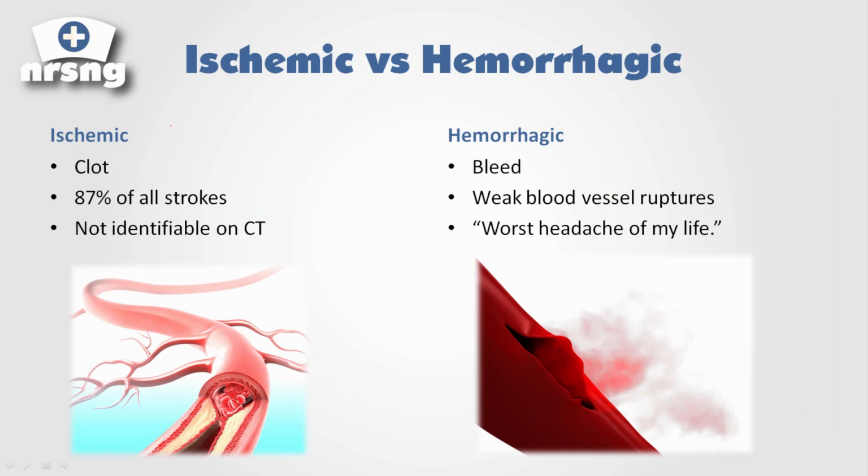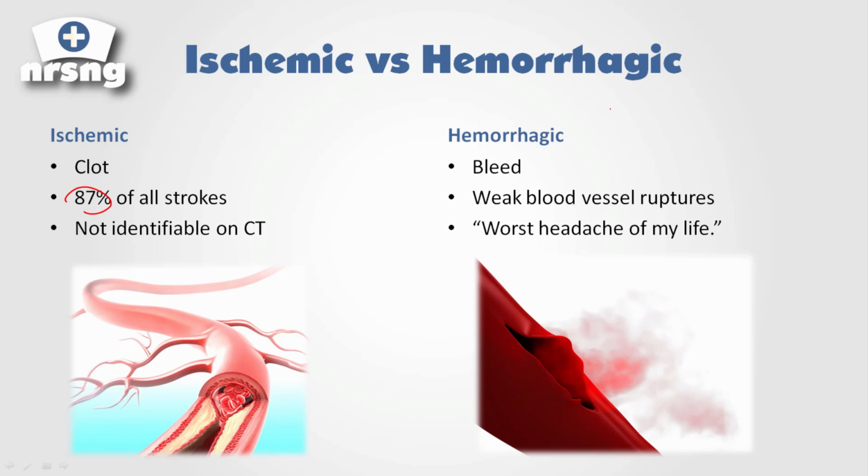Now let's talk ischemic versus hemorrhagic. When we talk about an ischemic stroke, we're talking about, of course, a blood clot. This makes up about 87% of all strokes, and it's not initially identifiable on a CT. So what happens is a patient comes in with stroke-like symptoms, right? Altered levels of consciousness, facial droop, and things like that. And so we automatically are concerned that it could be an ischemic stroke, and we begin interventions for that. So that's kind of the concern there.